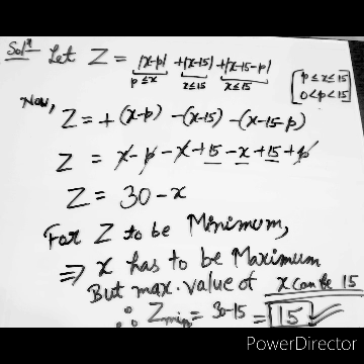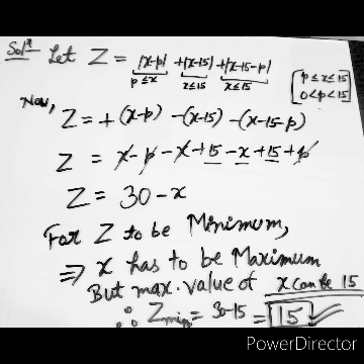Now by opening the mod of this equation one by one, since x is greater than p, x minus p will open up with a positive sign. Since x is less than 15, it will open up with a negative sign. And the third mod, since x is less than 15, this goes negative and we have to make it positive, so we open it up with a negative sign.